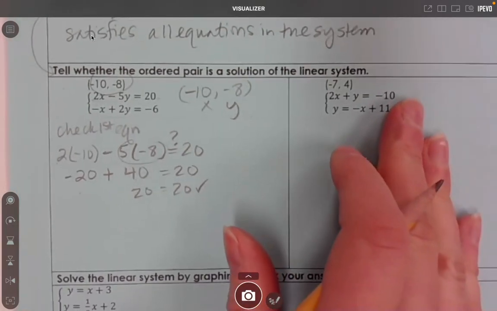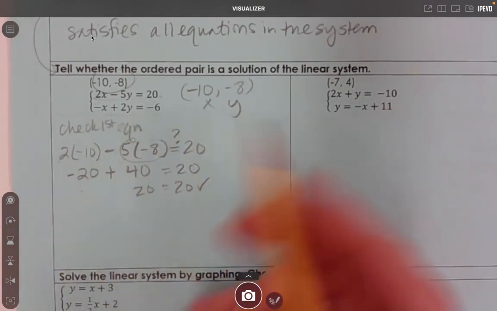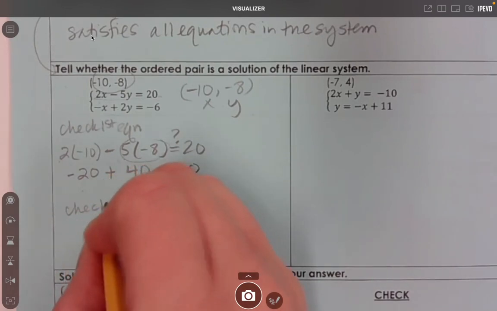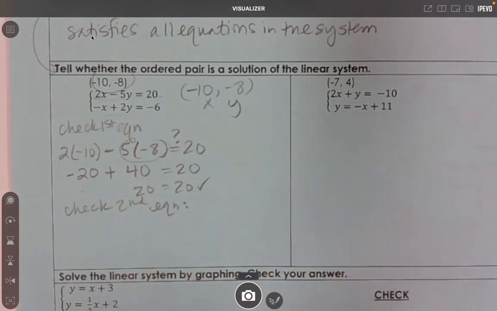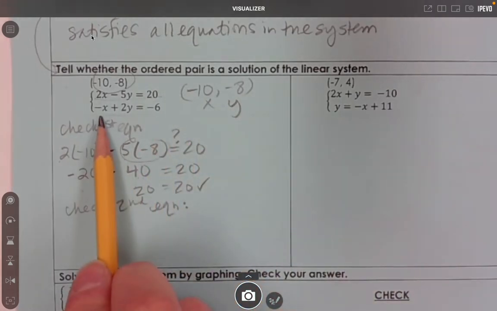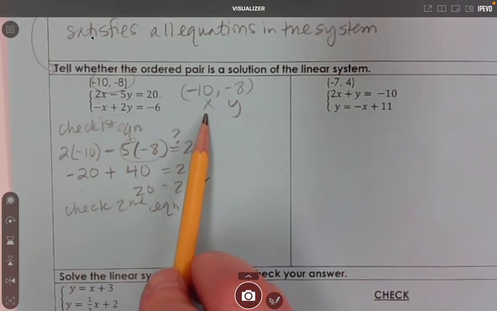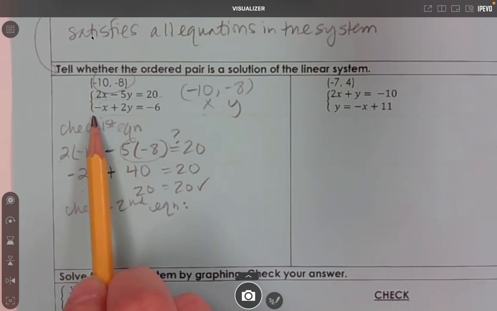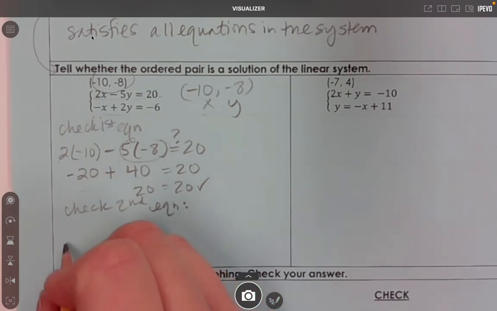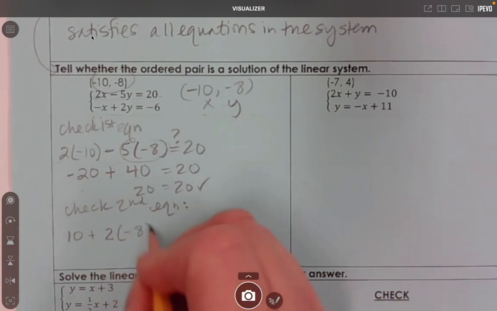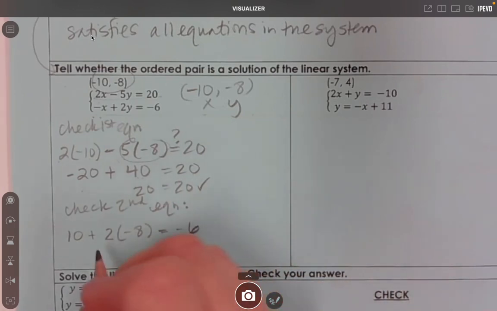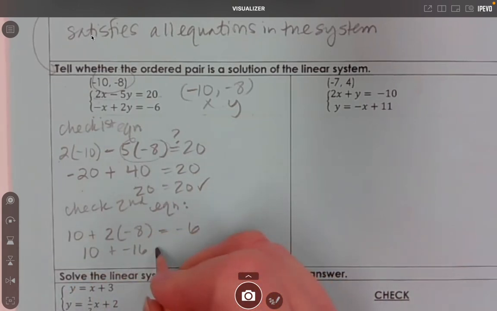So let's check our second one. Negative x plus 2y equals negative 6. So now we're checking our second equation. You don't have to write that part. It's just me showing you, explaining what we're doing with words. So if it says a negative x and x is already a negative 10, then when I say negative x, I'm really taking the opposite sign, aren't I? So this is going to be a positive 10 plus 2 times, let's see, y is negative 8. Does that equal negative 6? So 10 plus negative 16 equals negative 6, and this one's going to be true as well.